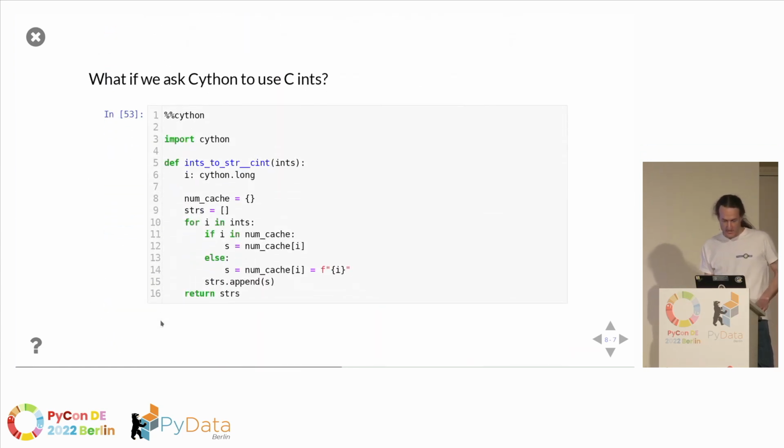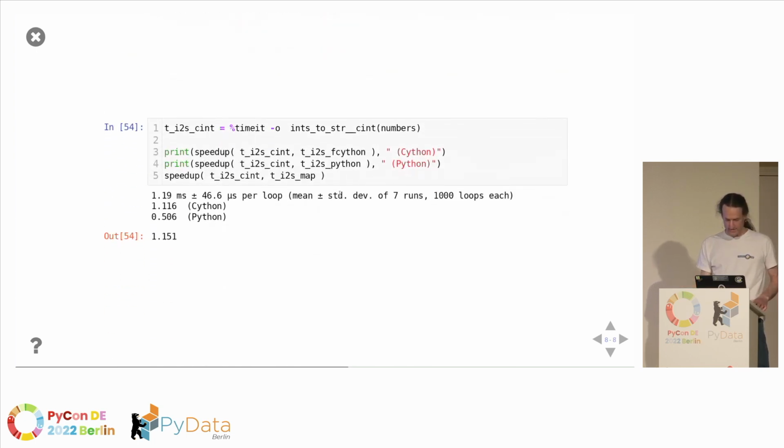What if we ask Cython to use C integers here? We've seen that C integers can be so much faster than Python integers, right? Cool, wonderful. Let's try those. So we'll type our loop variable here that runs over the integers as C long. And it's actually slower. So we're at 1.2 milliseconds.